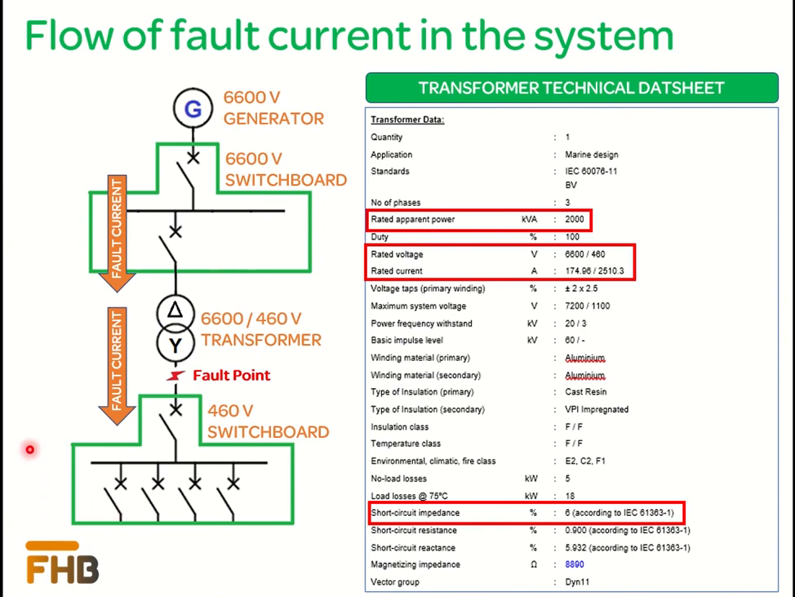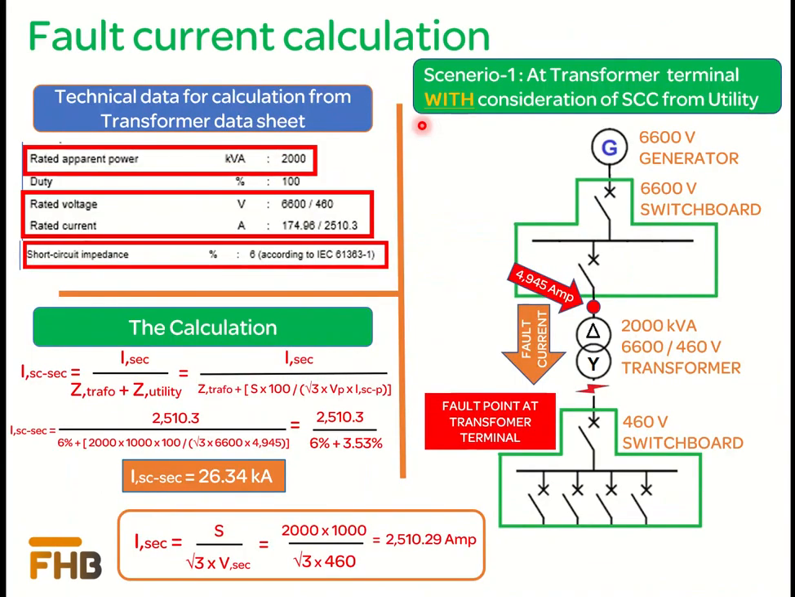We assume that the fault occurs very near the secondary terminal of the transformer. Therefore, we are not considering the effect of cable connected at the terminal in our calculations. Assuming the fault current enters from the primary side and leaves the secondary side. Now we start the calculation. Here is the first scenario.